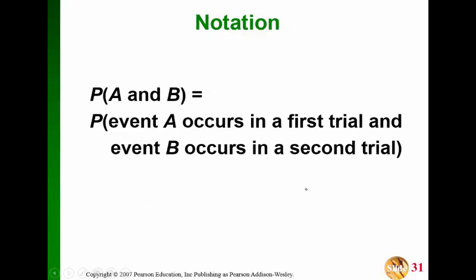So the word "and" here refers to relating two events that are happening one after the other. Here, A and B means the probability that an event A occurs in the first trial, and then you run the same trial again, and you get the probability that event B is happening on the second trial.